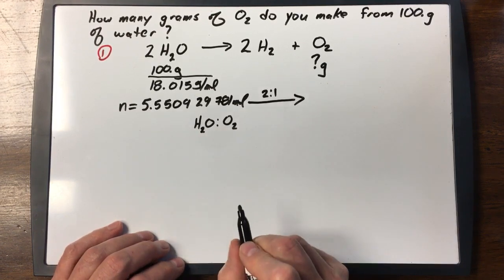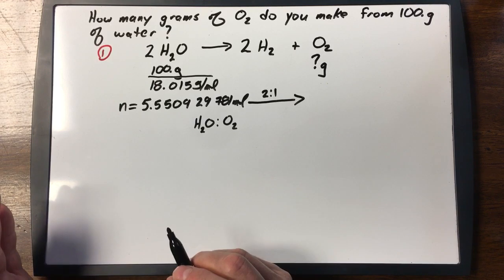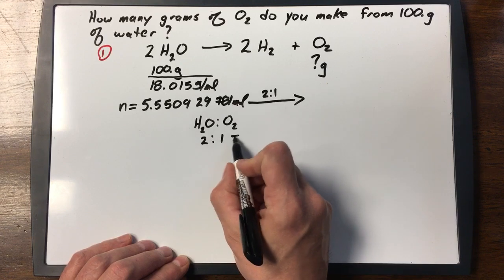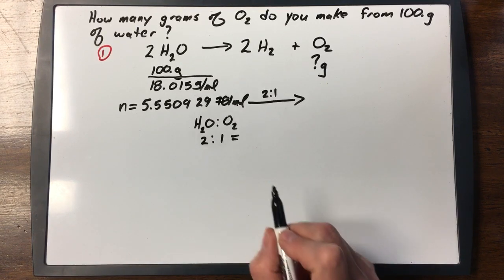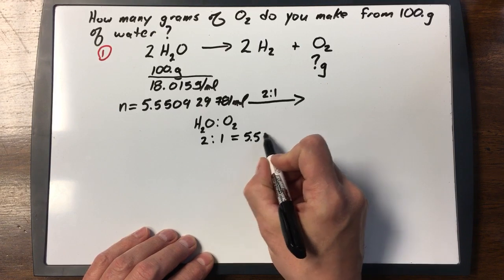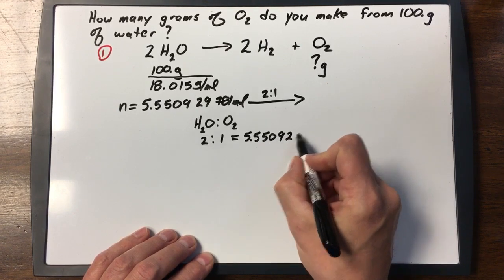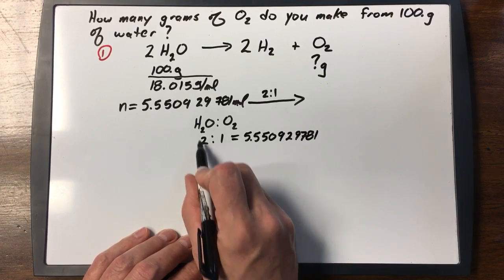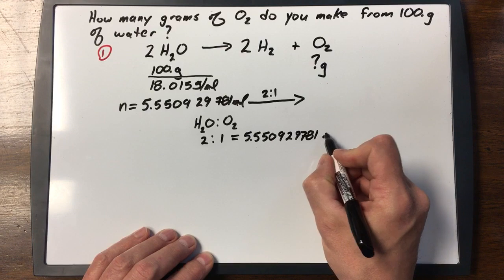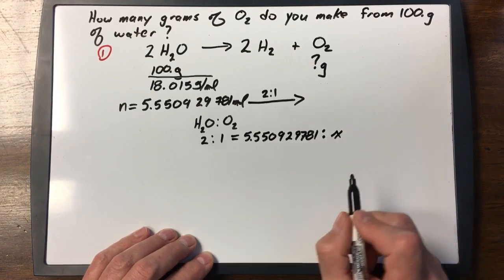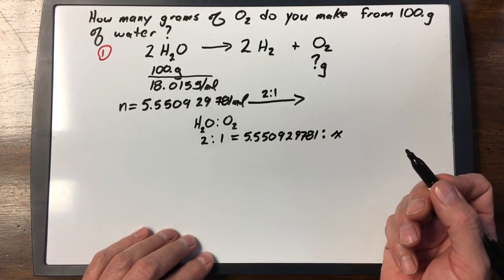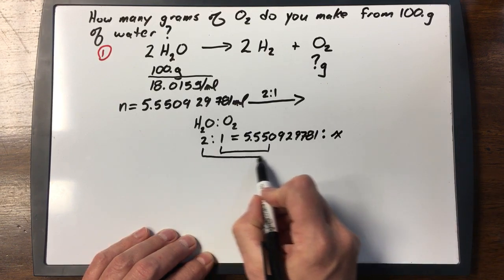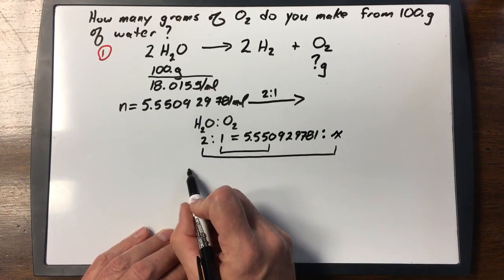I'm going to show that molar mole ratio calculation the way I've done it before. I'm looking at a water to oxygen ratio, which is a 2-to-1 ratio. Because we're working with equivalent ratios, the 5.550929781 moles goes in the first position of my ratio because that's referring to the amount of water. And I'm going to put an X in the second position because I don't know how much oxygen is going to be formed. As we've seen before, we take the two inside terms and multiply them. Those equal the two outside terms multiplied.